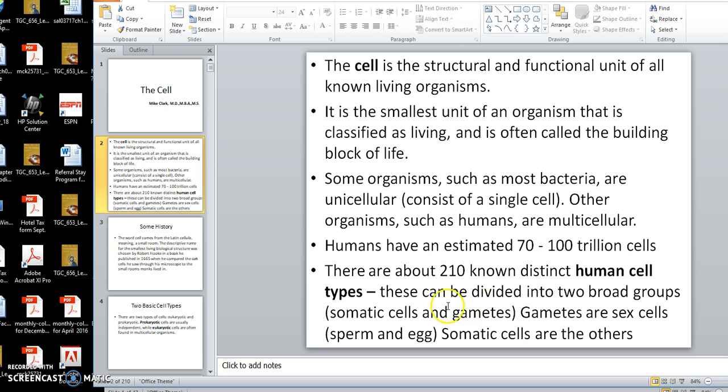This process of differentiation. We have two broad groups. We separate the somatic cells, which are all the cells in the body, from the gametes. The gametes are the sperm and egg. The somatic cells have twice as much genetic material as your sperm and egg, because the sperm meets the egg and restores the genetic material amount.